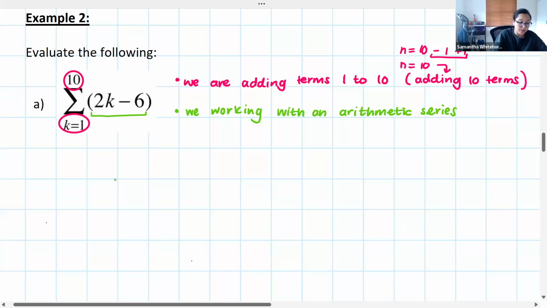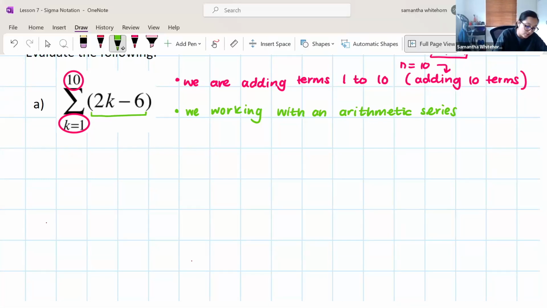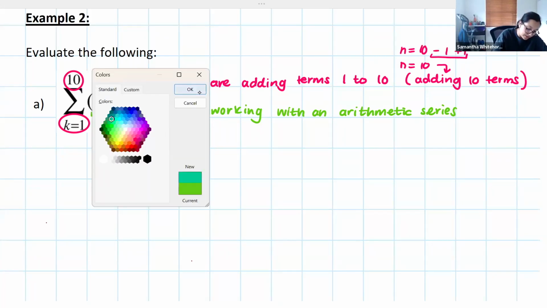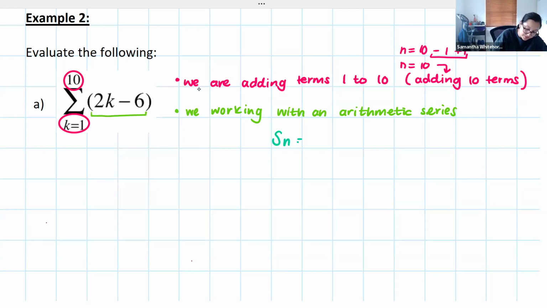I need to know what type of series I'm working with so that I know what sum formula would be appropriate. In this case, our appropriate sum formula is S of n is equal to n over 2, times 2a plus n minus 1 times the difference. Again, this is on your formula sheet. You don't need to know this. That is not something you need to stress about. But we do need to be able to identify which formula to use.